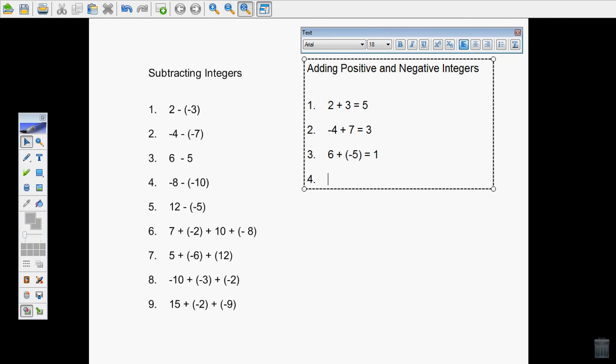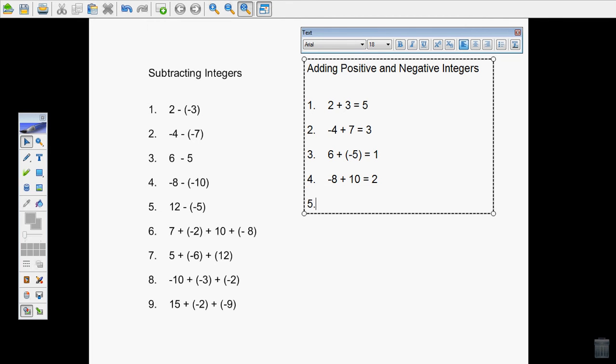Number 4, we're going to rewrite that as a negative 8 plus 10. I'll give you a moment to think of it: negative 8 plus 10. See if you can put the answer down. And I will give that to you, and that would be a positive 2.